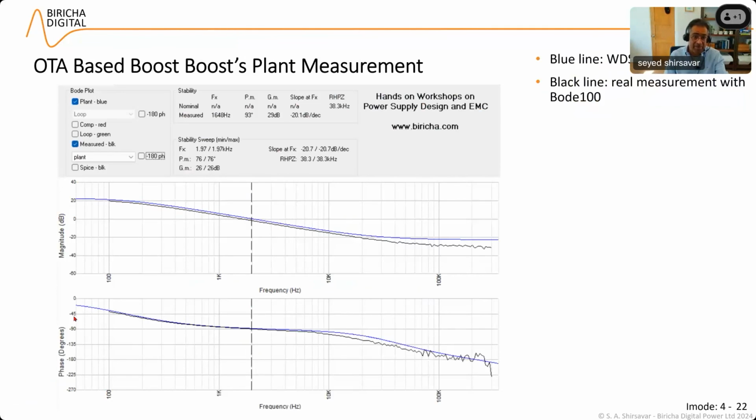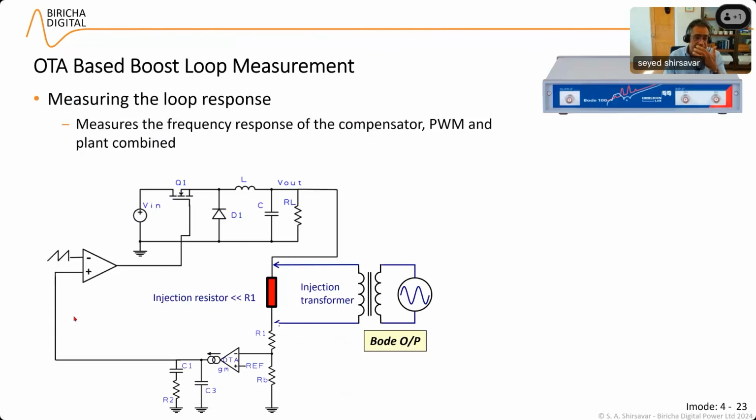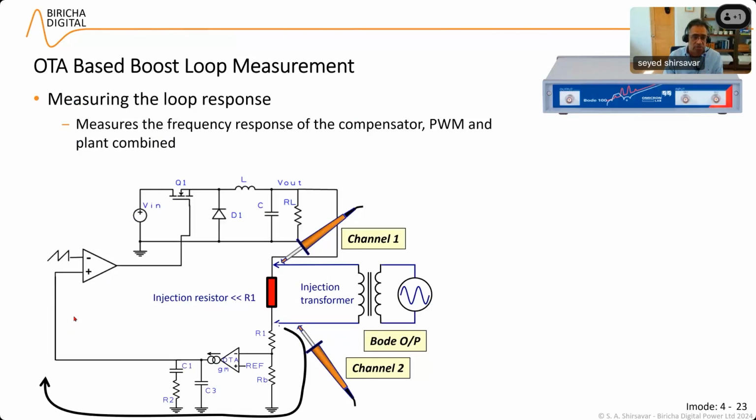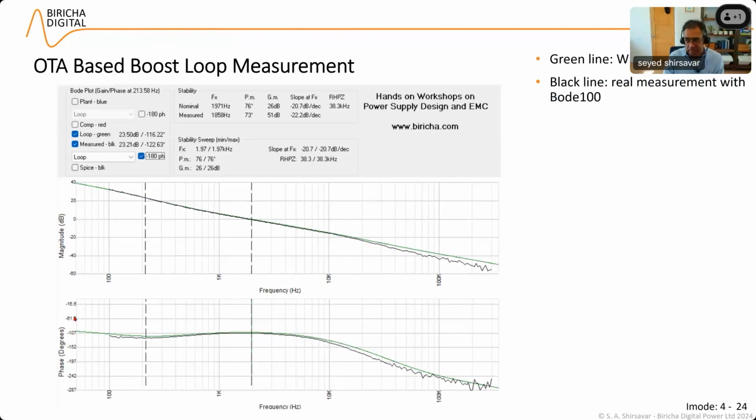And then this is the plant, which I showed you. It's a little bit off, but luckily in the opposite direction. And then finally, to measure the loop, one goes there, and you're measuring all of that. And you get the very nice, perfect match that we have here.